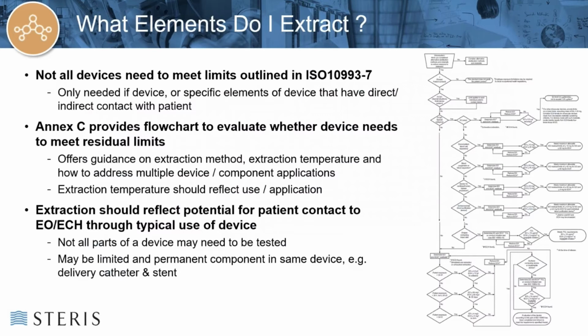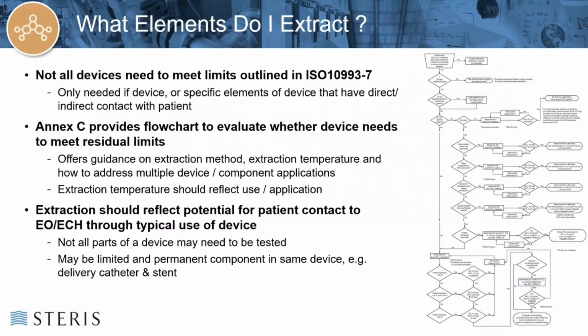Not all medical devices are required to meet the limits outlined in ISO 10993-7. The limits apply to devices that have direct or indirect contact with the patient. Annex C offers a flowchart for determining the device limits. This annex also offers information on product extraction method, simulated versus exhaustive, or the extraction conditions such as time and temperature.